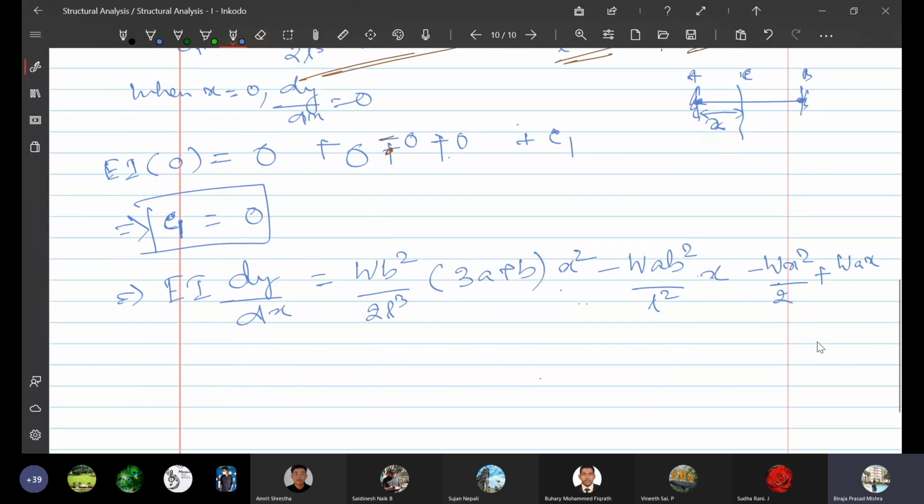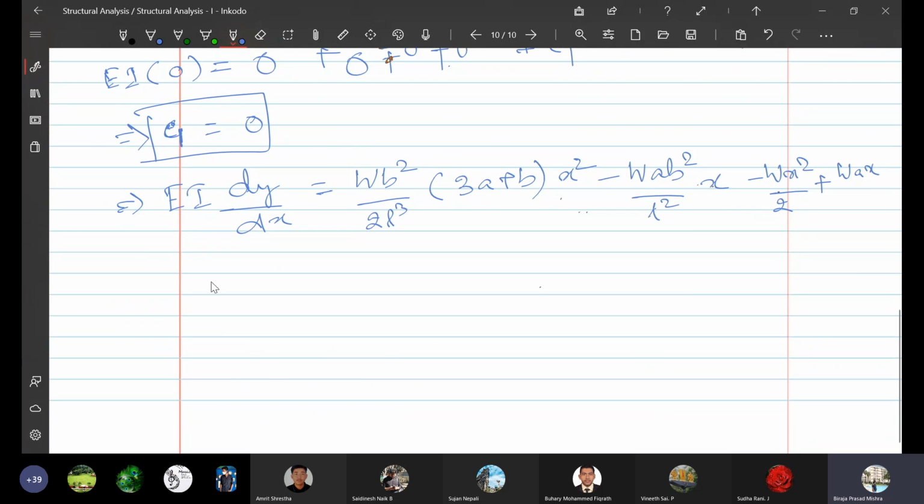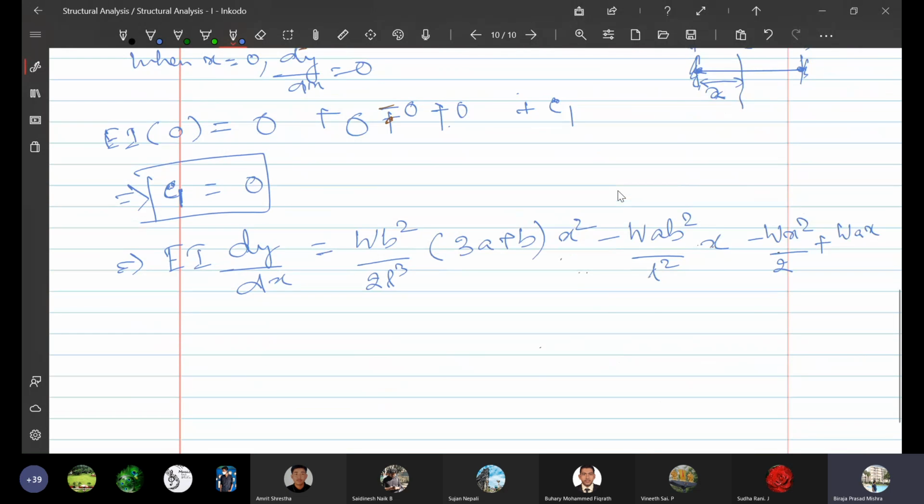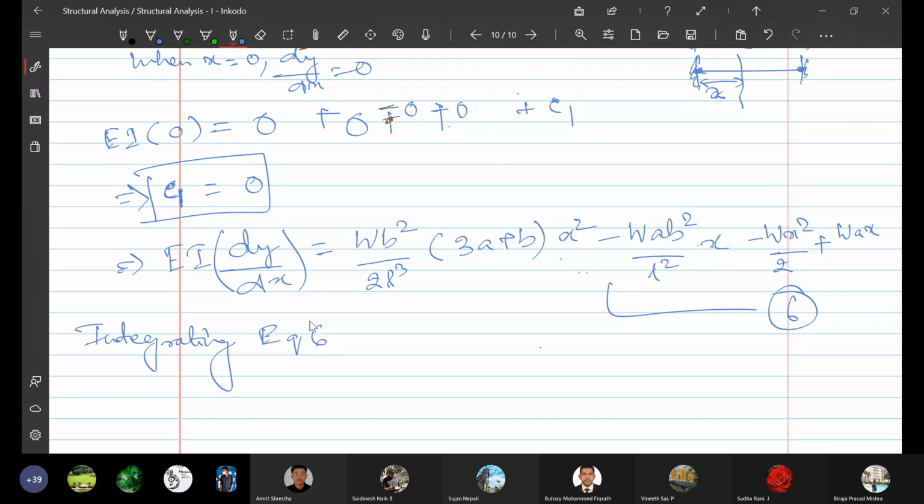Okay, this is the value. So now if I integrate this one, let us say this is equation 6. So now if I integrate equation 6, what will this be? This will be y. And what is y? Y is the deflection. Am I correct? So integrating equation 6 with respect to x on both sides.